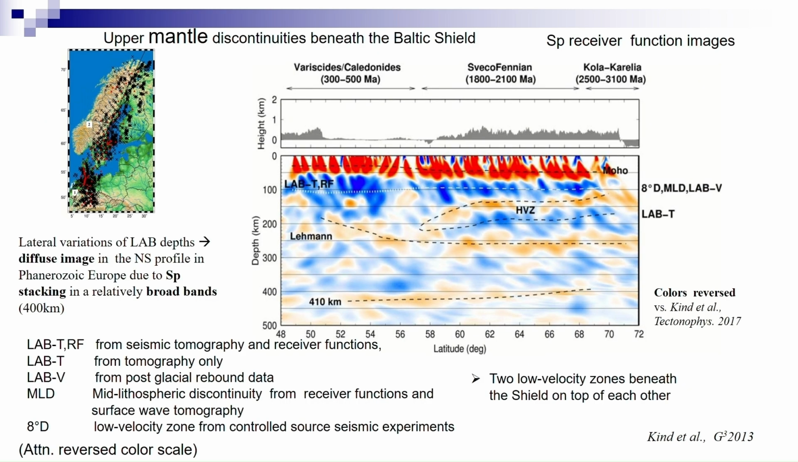This slide compares the LAB image from SP receiver functions with the LAB from seismic tomography, and the MLD with the discontinuity derived from post-glacial rebound or from controlled source seismic experiments. There are two low velocity zones beneath the shield, on top of each other.